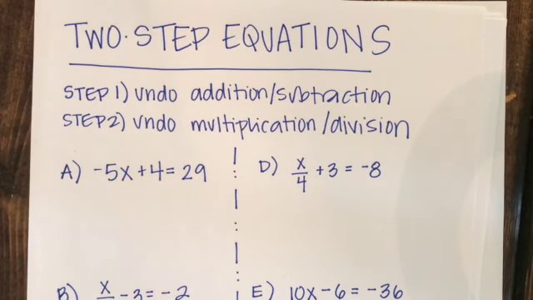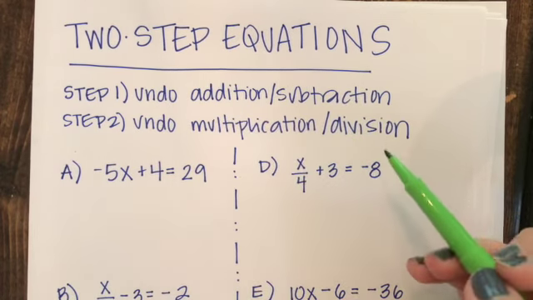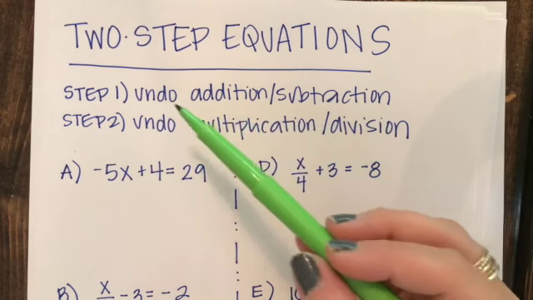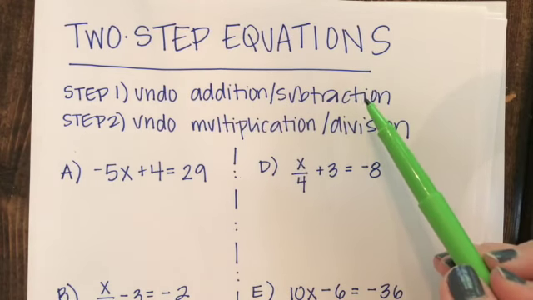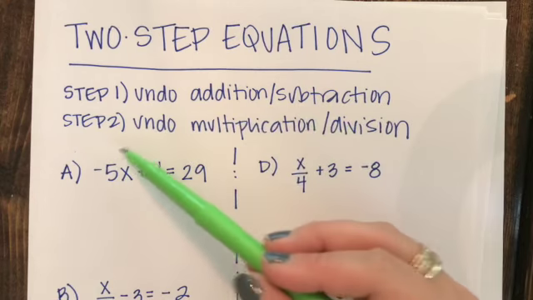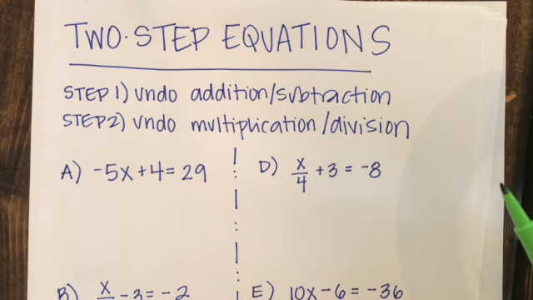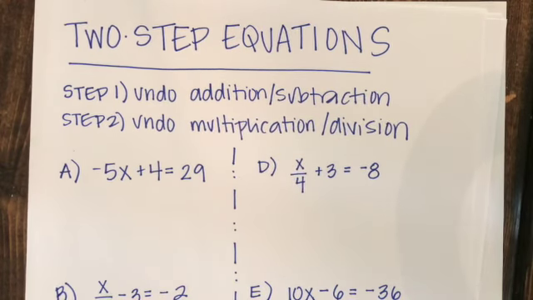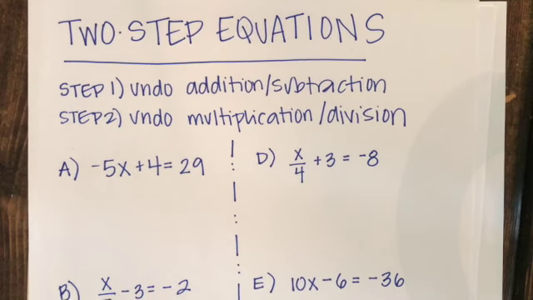Today we're going to be talking about two-step equations, which is just combining what we did on Monday and what we did yesterday into equations that have two steps. Step one is to always undo whatever is being added or subtracted, and step two is to undo the multiplication or division that's happening to our variable. So let's go ahead and get started.